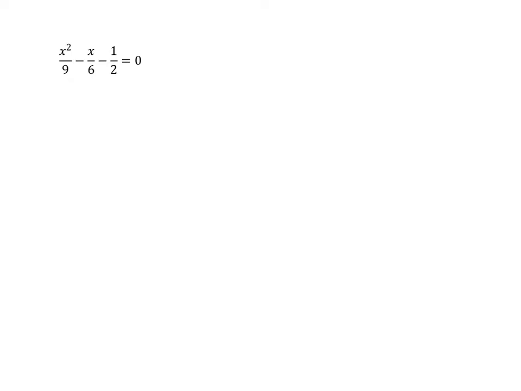This lesson is on fractional coefficients. If you take a look at the equation above, what it really means is 1/9 times x squared minus 1/6 times x minus 1/2 is equal to 0. And as I've stated in your notes, the way that you do this is you find the least common multiple of your three denominators, and you'll multiply everything by that number.